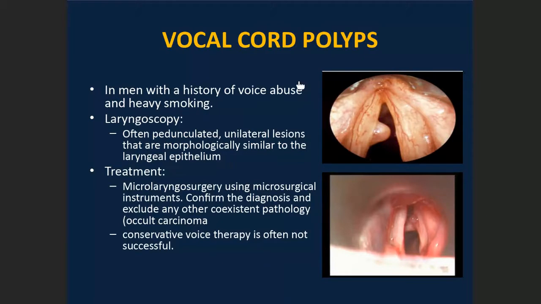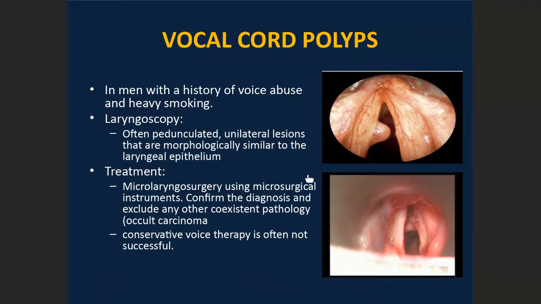Focal cord polyp. Now we have a history of voice abuse and heavy smoking. The risk factors of focal cord lesions include voice abuse, smoking, and reflux. So we have risk factors leading to a benign lesion. Here we are dealing with a smoker, and smoking is a risk factor for focal cord polyps.